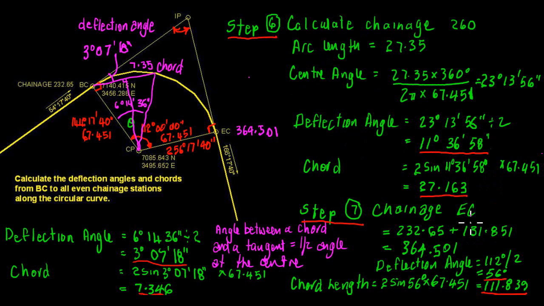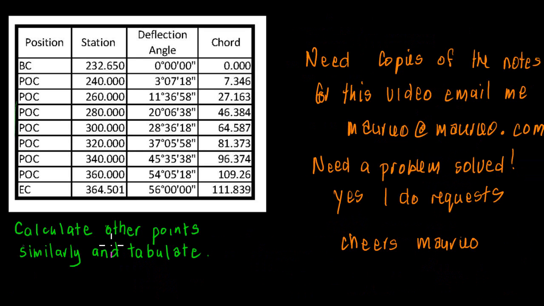So I'm not going to do that for you, but what I am going to do is transition over now to a table that I have compiled showing the various chainages all the way through with the deflection angles calculated as I suggested previously, and with all the chord lengths, finalizing with the last one, EC, 111.839. And so we've calculated the other points and we've tabulated them, and there we are. We've calculated that curve with deflection angles and chords, as we said.